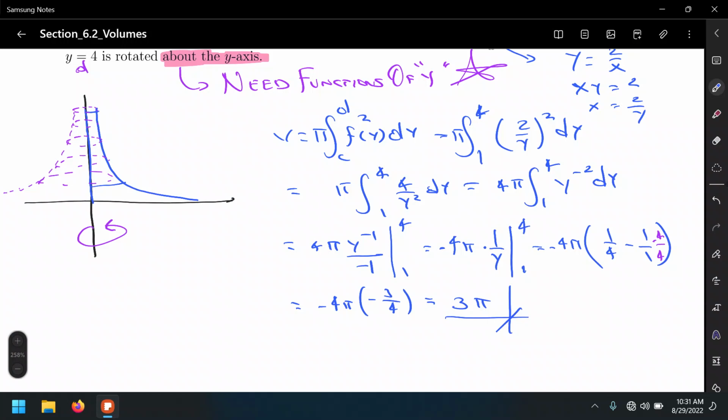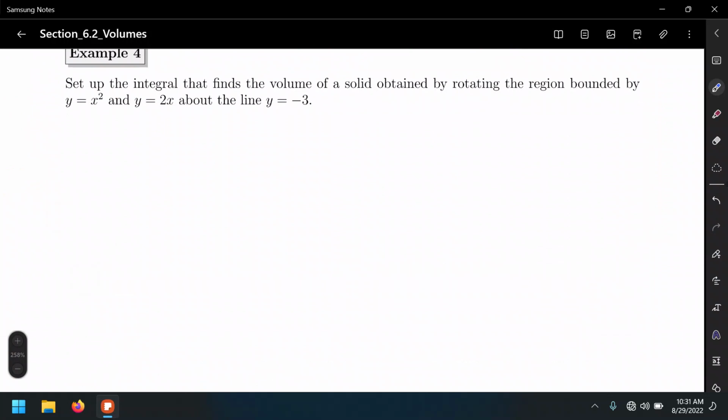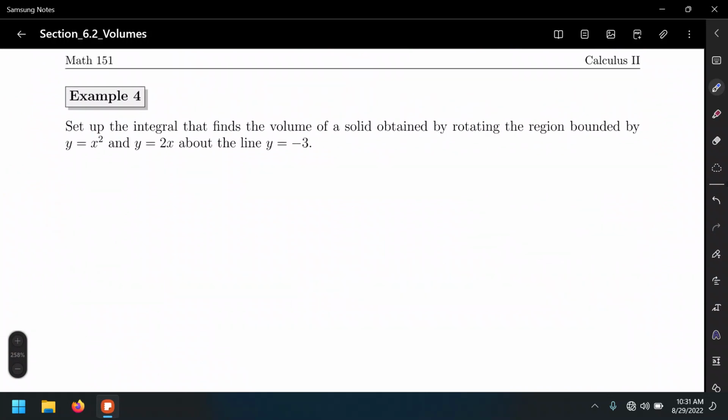All right, so far so good? Okay, other more involved types of regions here. For the examples that we just did, we have been rotating these regions about an axis itself, whether this is the x-axis or the y-axis. However, more complicated situations will require us to rotate a region about somewhere else than an axis itself. And so in this case, we're going to set up the integral.